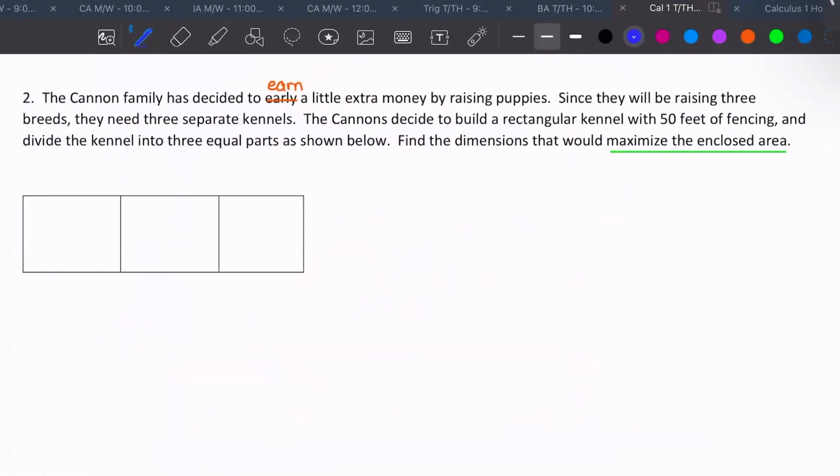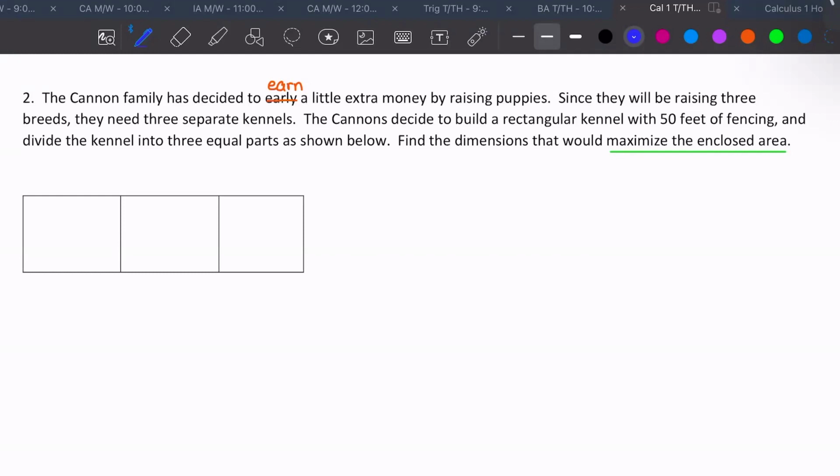Let's try this one. All right, so what these are going to do is get a little bit more complicated each time. There's going to be one little more trick in it. So it says the Cannon family has decided to earn, that's what I say, earn, not early, earn a little extra money by raising puppies. Since they will be raising 3 different breeds, they need 3 separate kennels. The Cannons decide to build a rectangular kennel with 50 feet of fencing and divide that kennel into 3 equal parts as shown below. Find the dimensions that would maximize the enclosed area, okay?